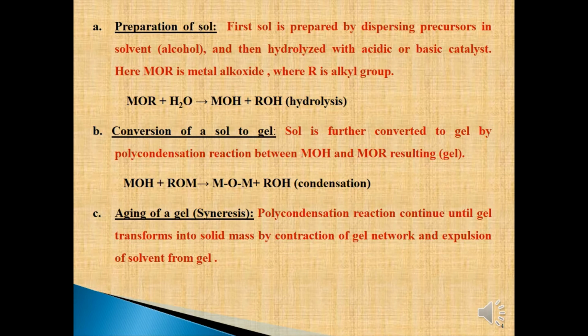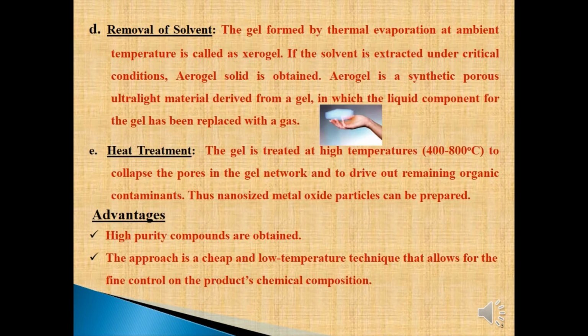In the fourth step, removal of solvent takes place. The gel formed by thermal evaporation at ambient temperature is called xerogel. If the solvent is extracted under critical conditions, aerogel solid is obtained. In aerogel, the gel is compressed and heated above its critical temperature and pressure using supercritical fluids. Ultimately the gel obtained is aerogel, a synthetic porous ultralight material derived from a gel in which the liquid component of the gel is replaced with gas.